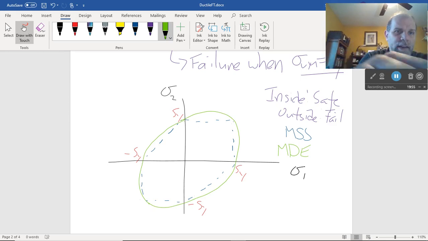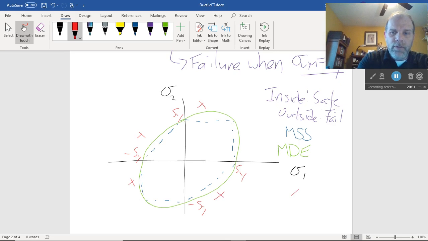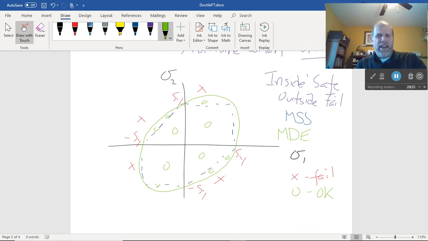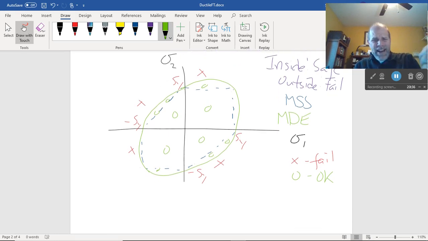And what we find is that experiments, we have a lot of experiments out here that say these X's are failures. These are from experiments. And these little circles are stress states, principal stresses sigma 1 and sigma 2, that are okay. What we find is that especially down in here, we'll also get some green circles right on the edge of or just outside. So maximum shear stress theory isn't wrong per se. It's just a little paranoid. It's more conservative.